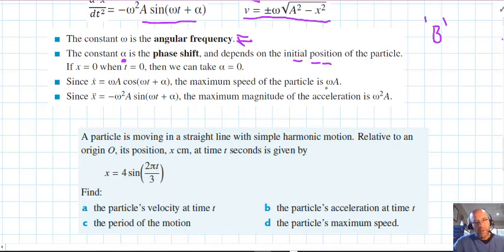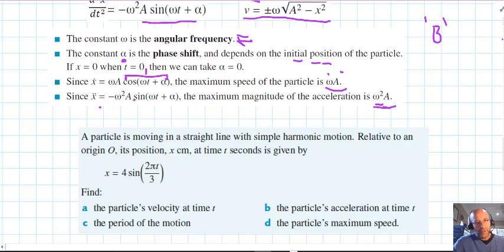Okay, handy things to realize: the velocity, the maximum speed of the particle, is when we have omega times A, in other words, the greatest value of that expression there, which is 1. Okay, so when that is equal to 1, we have the maximum speed. Acceleration, the maximum magnitude of the acceleration, is omega squared A.